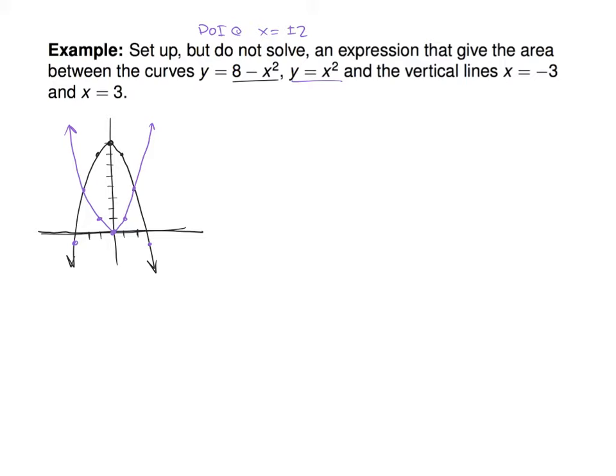Now, some meanie pants gave you x equals -3 and x equals +3, which are outside of those intersection points, right? So what we're really looking at is the area from here, in there, and over there. Looks like a spaceship. A little bit? Looks like a pain in the butt, doesn't it?